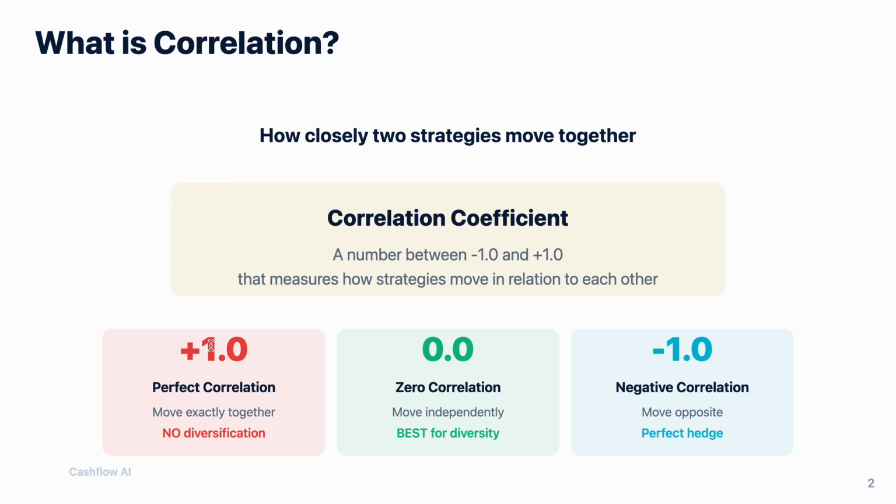If you have perfect correlation, that's going to be a 1, which means there's no diversification. They basically move exactly the same. When one wins, the other one wins as well. Zero correlation would be at 0, which means they move independently, which is really good for diversity. And then the last one is -1, which is negative correlation, which means they basically move in the opposite direction, which is also known as a really good hedge.